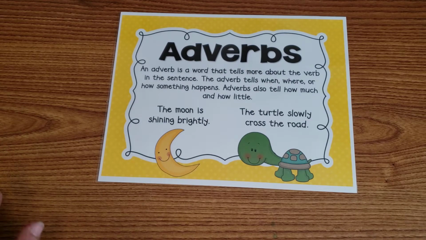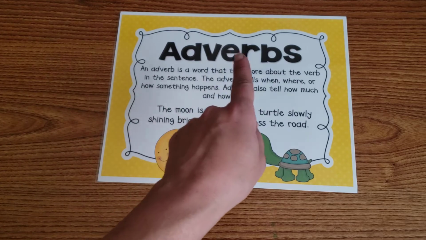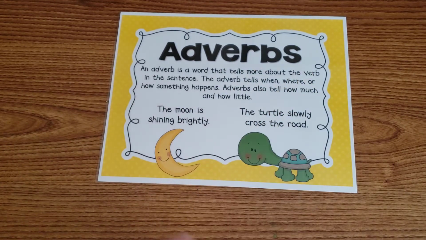Well, an adverb is kind of like an adjective because it helps and it says more about something. But the difference is an adjective describes a noun, where an adverb tells more about the verb, about the action of the sentence. The adverb tells when, where, or how something happens, right? They can also tell how much or how little.